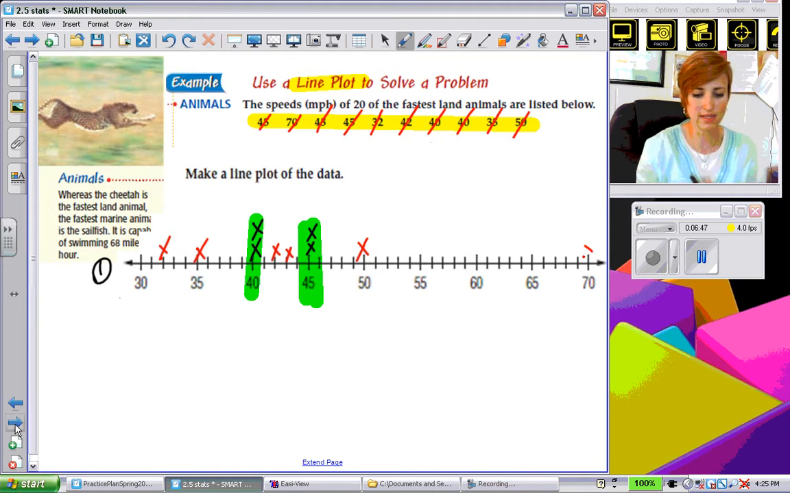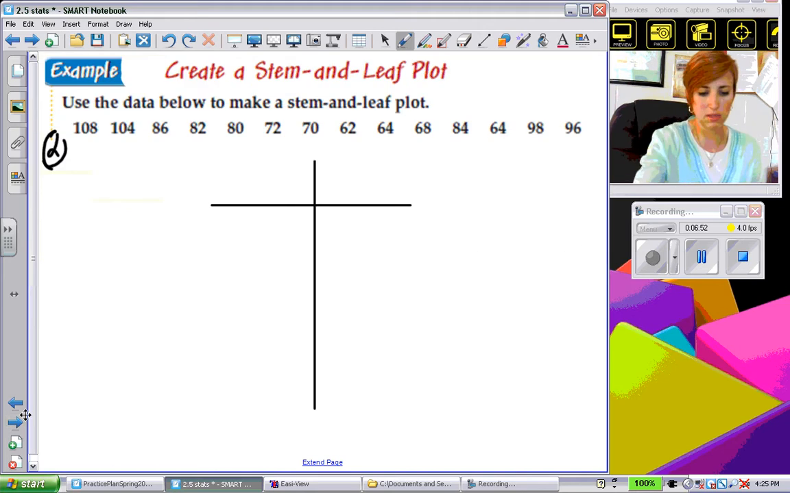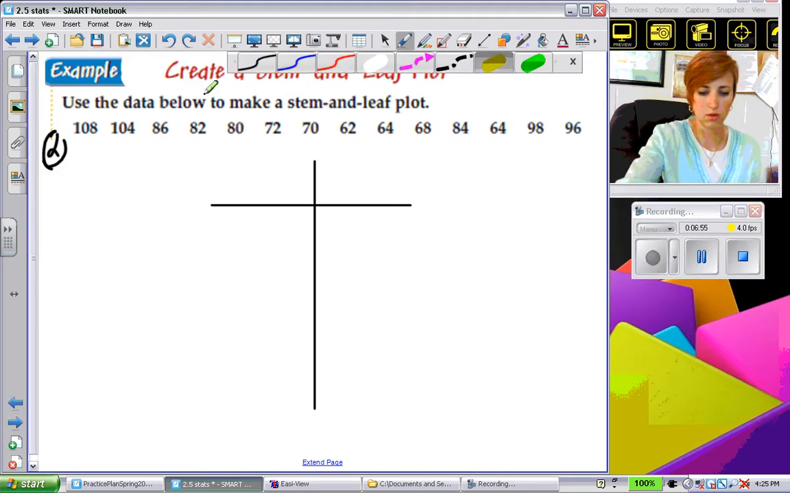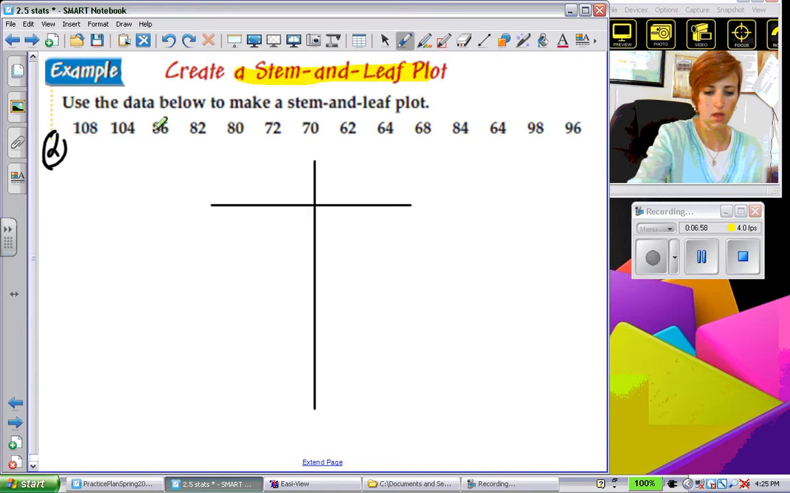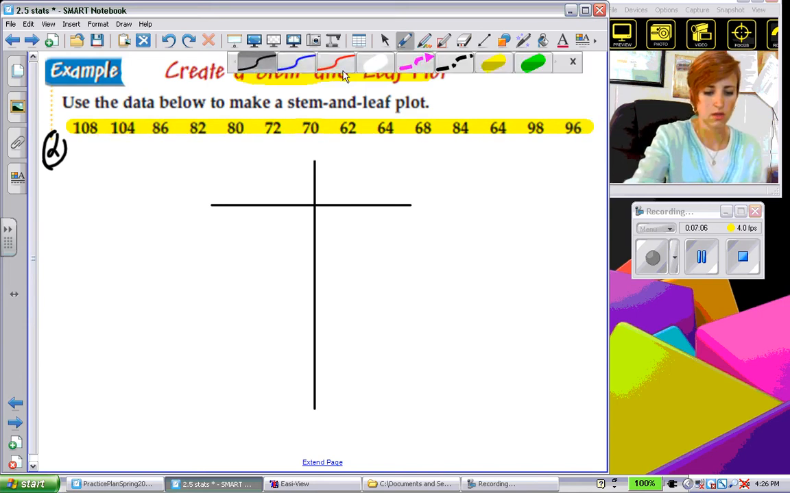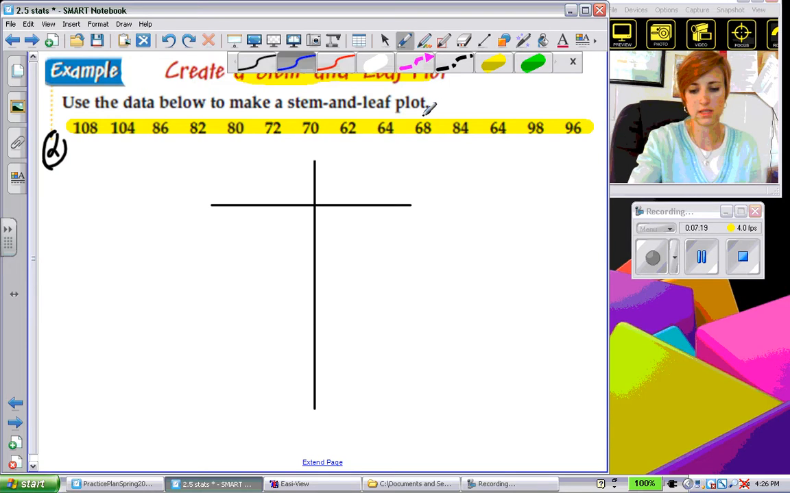Okay. Our second example has our stem and leaf. So real quick, we're going to make a stem and leaf plot, and write out these numbers in your notes. 108, 104, 86, 82, 80, 72, 70, 62, 64, 68, 84, 64, 98, 96.